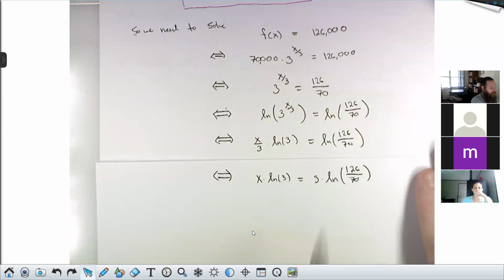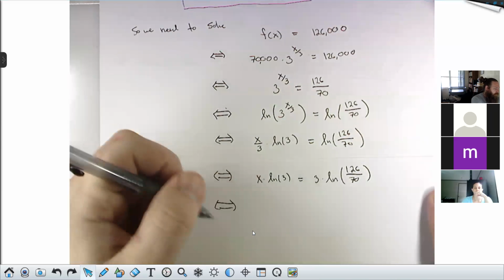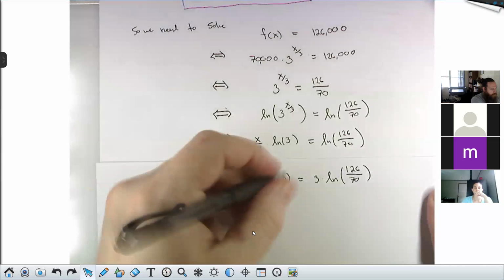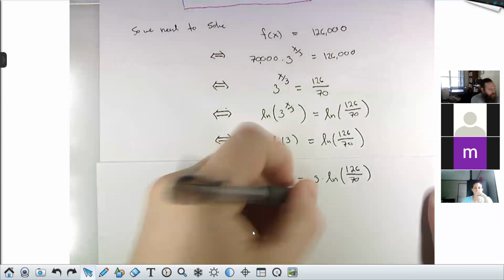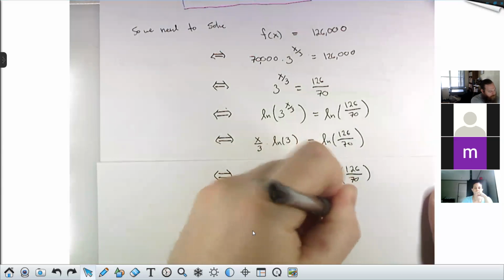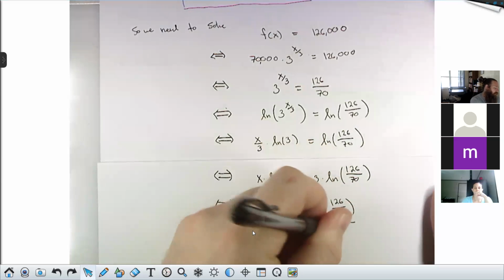And remember, never try to bring numbers inside these things. Don't try to distribute logs. Don't ever try to divide by ln. The only sort of algebra rules that you can use with the logarithm functions are those logarithm properties that we talked about last week. So my last move here is to divide both sides by the natural log of 3. This is one piece, ln of 3, and the whole piece is going to come over. So this is 3 times the ln of 126 over 70 divided by the ln of 3.